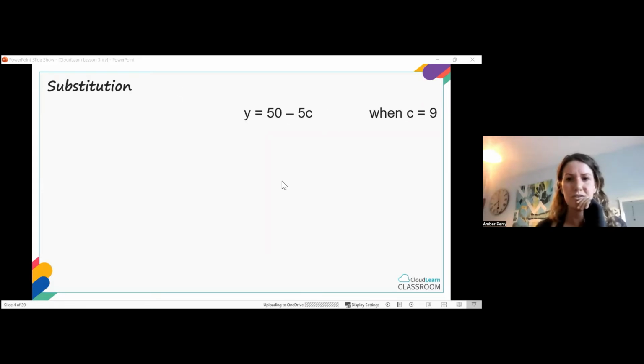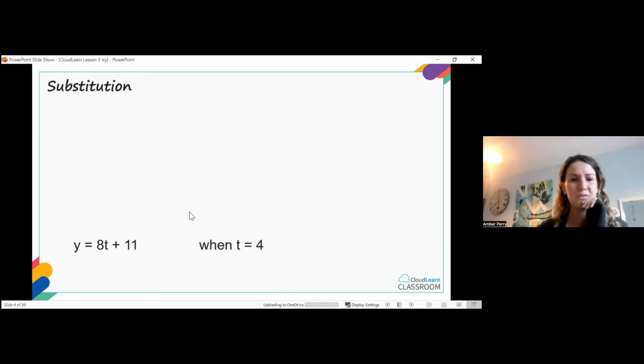And let's move on to the next one. Okay, going down at the bottom of the screen here. 8t plus 11. If t is 4, what's the answer going to be here? Great. Fantastic. Well done, Semsi.